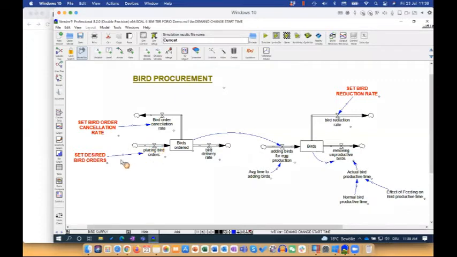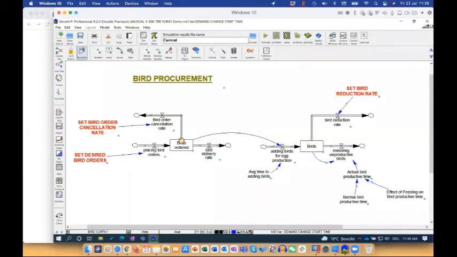Now, where do the birds come from? Obviously, we need to place orders. And here you see our decision variable that says we need to set how many birds we want to order. That means we're creating an inflow in the number of birds which are in transit on the way to us, so to speak. And so we deliver them, and that's how they become birds in our production, in our farm.